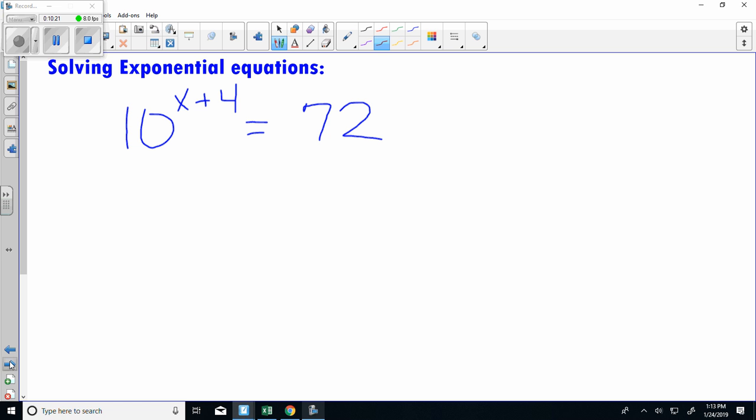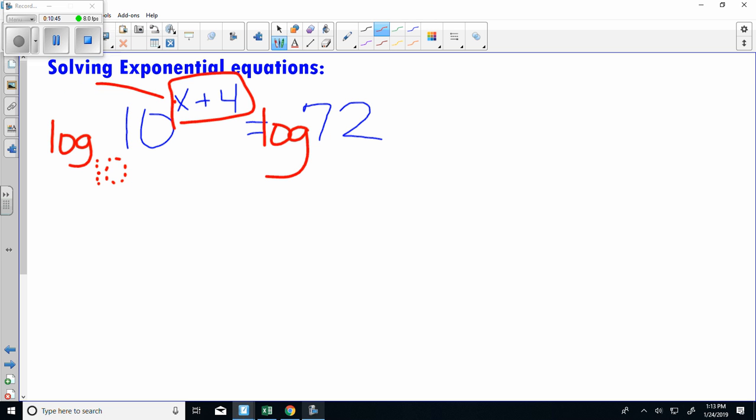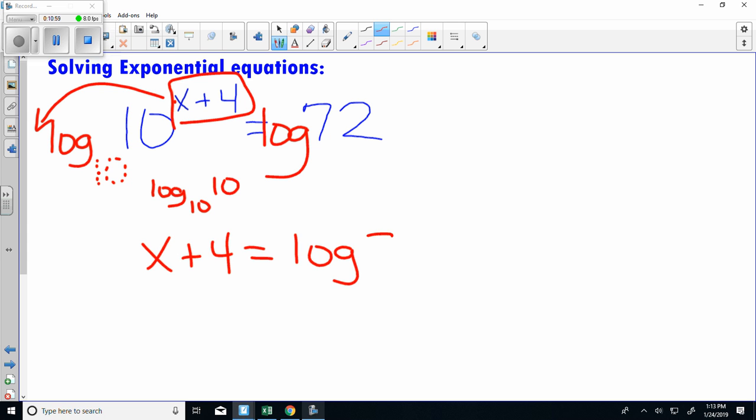So solving exponential equations, here we have 10 to the x plus 4 equals 72. So to get this out of the exponent, we have to do log base 10. And remember, when there's a 10 here, you don't have to write the number, so we just log both sides. And then by your properties of logarithms, that becomes the multiplier of log 10, 10. And log 10, 10 is 1. So x plus 4 is equal to log 72.